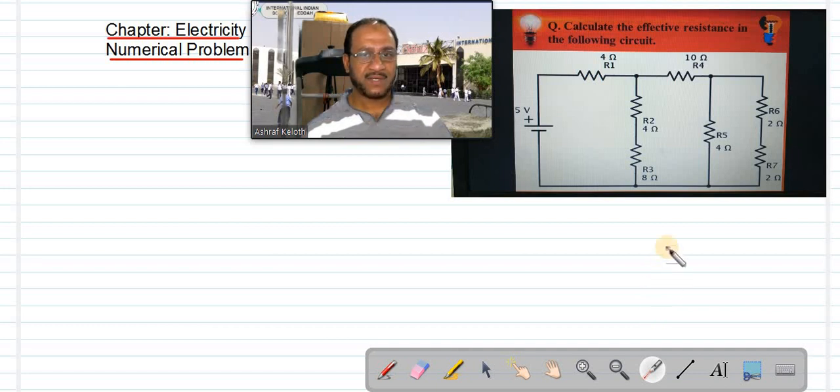Hi students, this is an additional question from the lesson electricity. So here we have resistances, total 7 resistances are there connected in this way, and the question is calculate the effective resistance in the following circuit. Means we have to find the total resistance of the circuit.